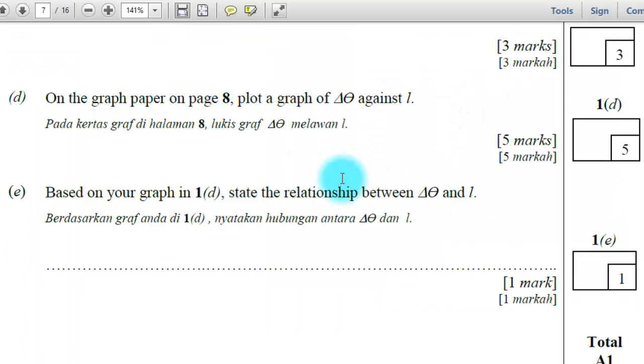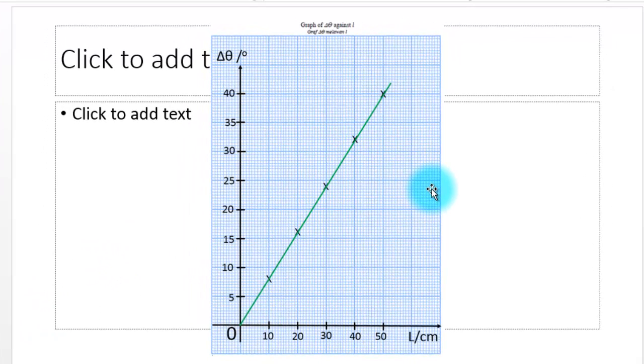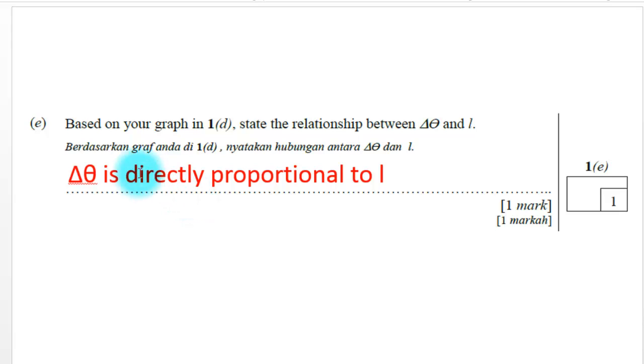Okay, 1E. Based on your graph, state the relationship between delta theta and L. So from this graph, we know that this is a straight line graph through the origin. So this is a directly proportional graph. So you write your answer as delta theta is directly proportional to L. And this is very important. So make sure you memorize all the patterns of the graph, because this is a confirmed question that will come out.